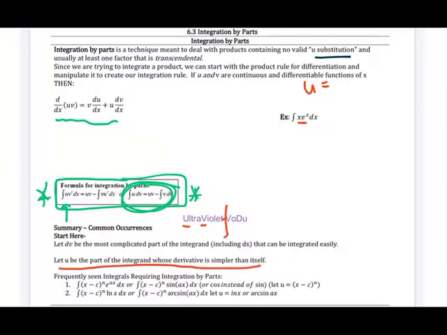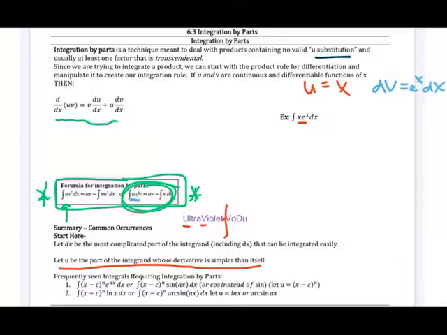In this case, that's x. The derivative of x is 1. The derivative of e to the x is e to the x, so that isn't really going to help me. That's not simpler. So the u is going to be defined as x, because when I take the derivative of x, I get something simpler, which means that dv, right, because we're saying this integral is u dv, dv is going to be defined as everything else, e to the x dx.